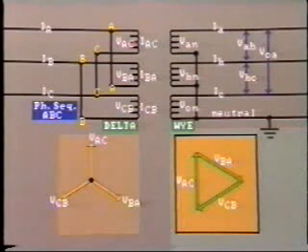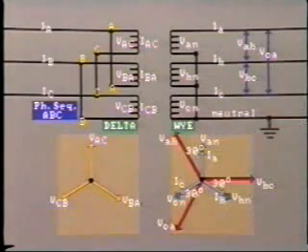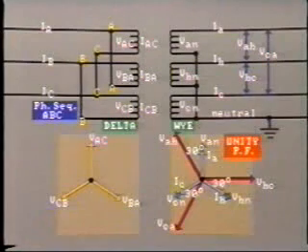So either phasor diagram can be used to represent delta or Y circuit connections. Now let's look at the currents in the primary with a unity power factor load.